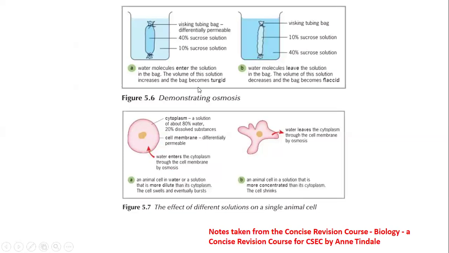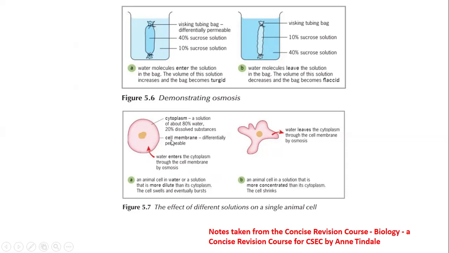Same process for an animal cell. If the animal cell is in a dilute solution, it means that water will be moving from outside, from a higher concentration, because water outside will be higher, to a lower concentration inside the cell, right?